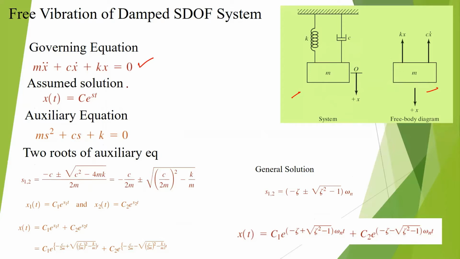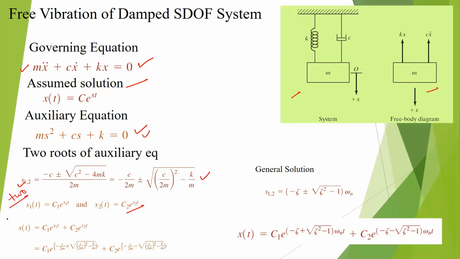Then this is the solution we assumed for this equation. If we put this into the main governing equation, we get this auxiliary equation. As we see, this is a quadratic equation. It will have two roots, s1 and s2, and the roots are given by this. So this equation will have these two solutions, one for s1 and one for s2, and both values satisfy this equation.